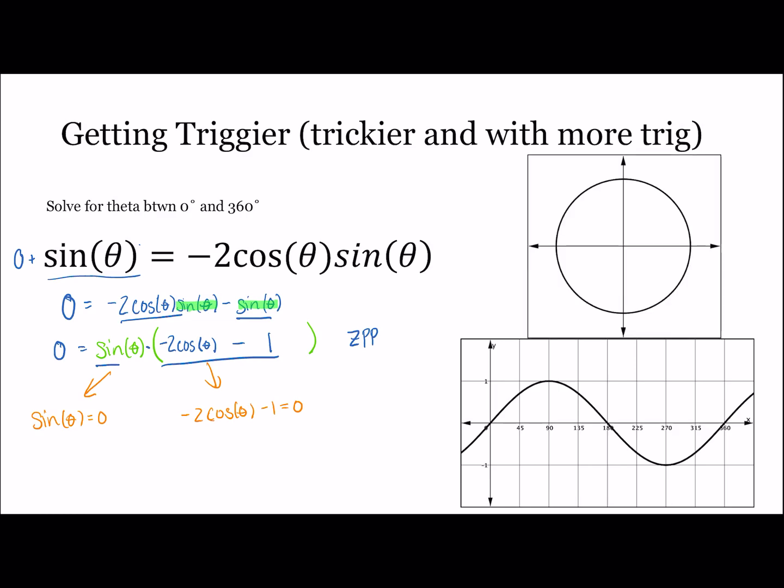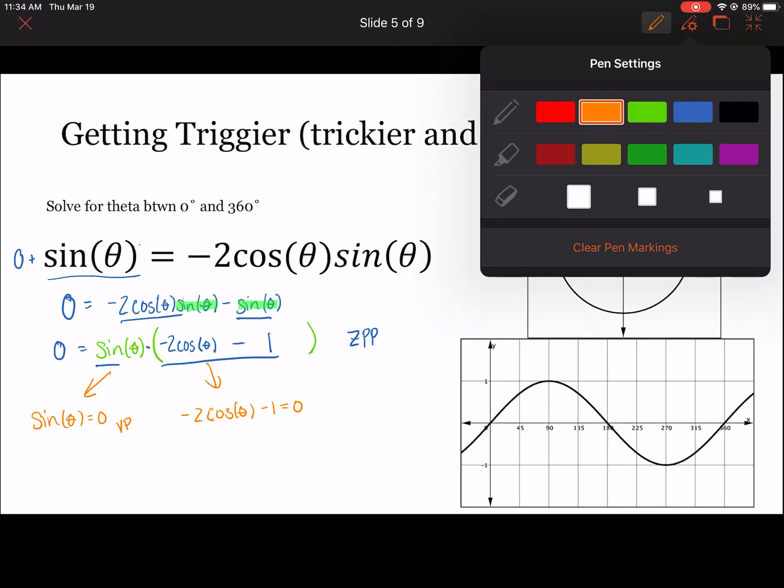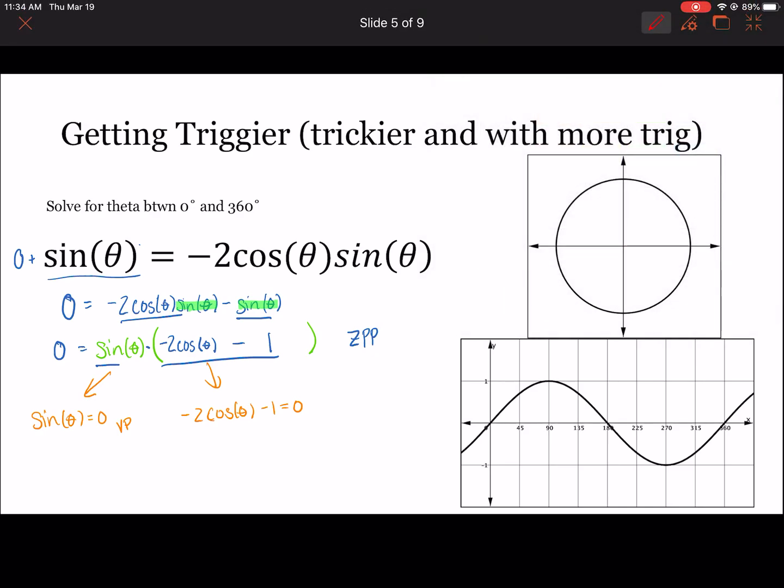thinking about that sine of theta is referring to vertical position. When my vertical position turns out to be 0, that means that I'm seated right there on the x-axis. So that, for me, would mean that theta is either 0 degrees or 180 degrees, or, because of the things that I'm talking about between, technically 360 degrees.